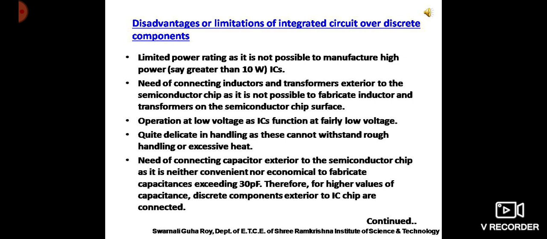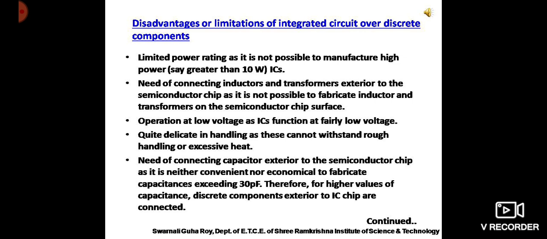The fourth point is that it is quite delicate to handle an IC, because, as you have seen, for example in dual inline packages, the pins coming out of the IC are very delicate. So it is comparatively delicate to handle, as these cannot withstand rough handling or excessive heat.